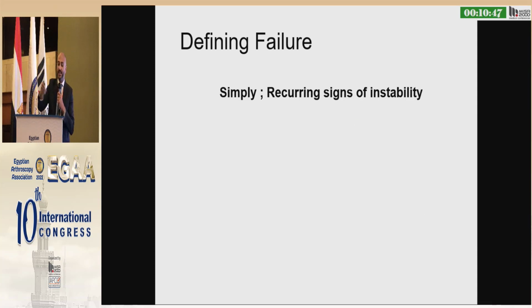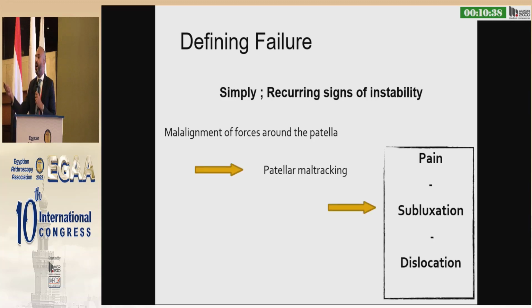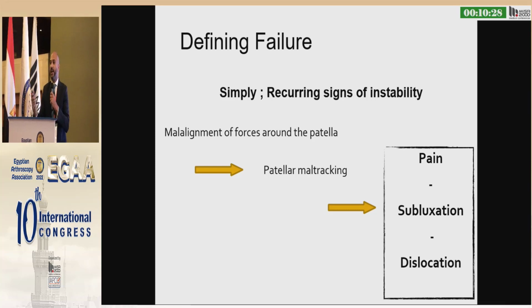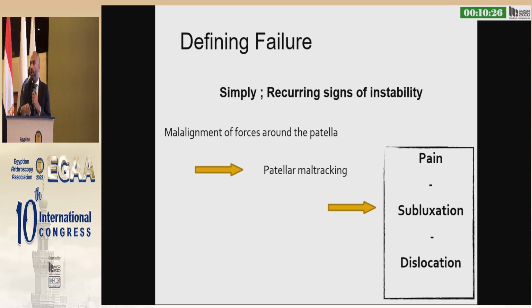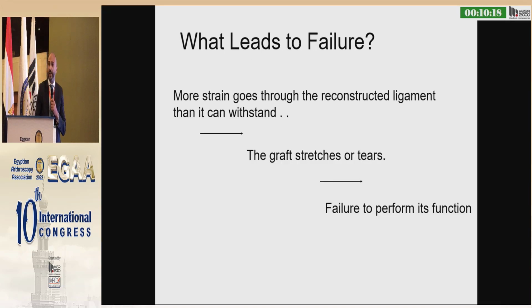So we have to revisit first, what are the signs of instability? We have to remember that it starts with malalignment, proceeds to maltracking, and it presents with either pain, subluxation, or dislocation. So either one of them is a sign of instability or a recurring sign of instability. So to define failure is simply recurring symptoms and signs of instability back again as it started. So we have to think thoroughly how to reduce our failures.